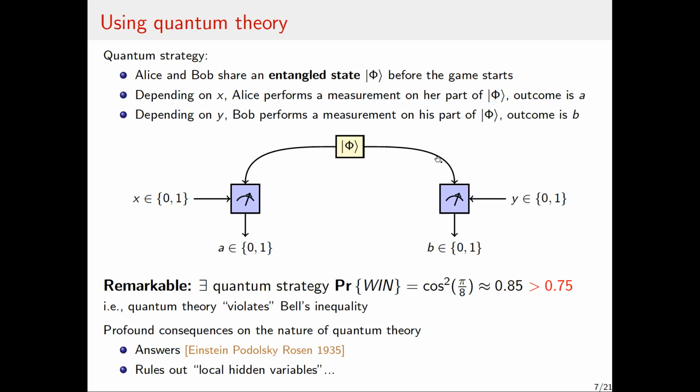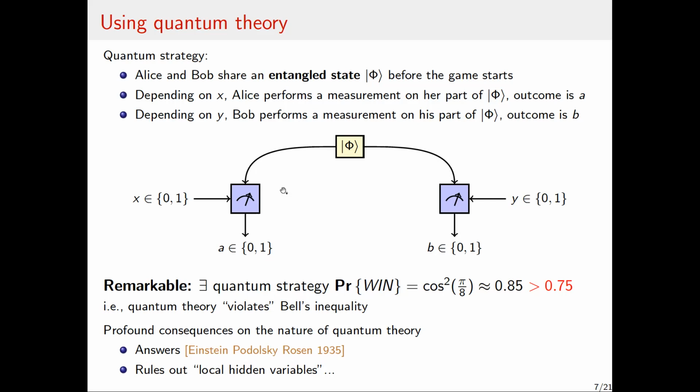But it turns out that quantum strategies violate what I call the Bell inequality, right? So these quantum strategies go beyond the simple strategies that we discussed last time. Now, in hindsight, it's not a very complicated observation, but it really had very profound consequences for the nature of quantum theory.